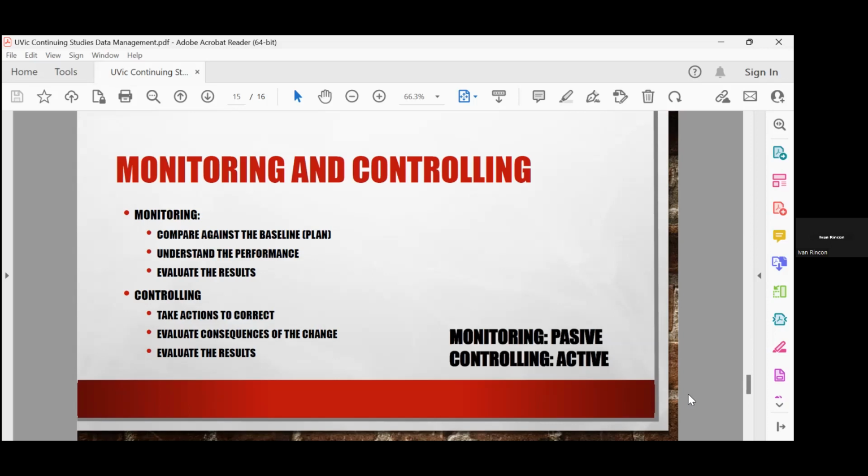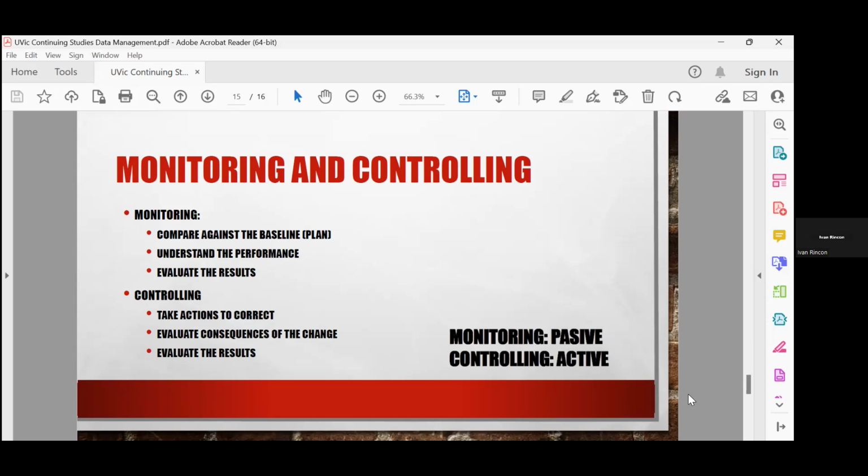So you take the baseline and say, okay, well, this is what I'm doing. What is my performance in terms of the different constraints? Am I spending more money, less money? Am I behind? Am I ahead? Do I need more resources? What do I need to do, right? And you evaluate the results. That's monitoring. What we say is that monitoring is passive.